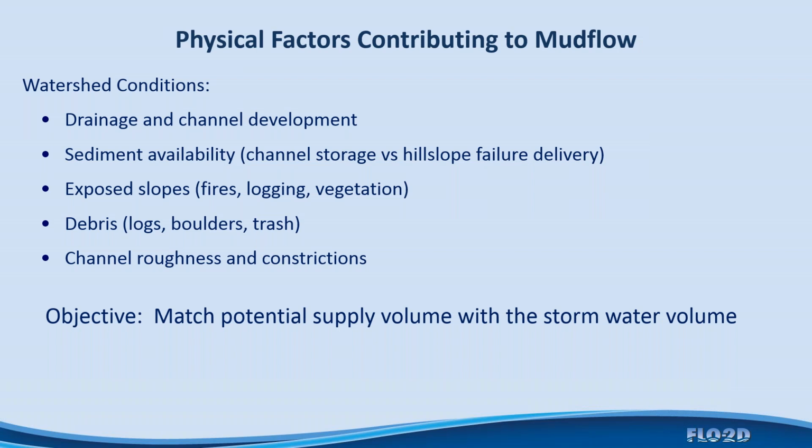Is there a fairly extensive drainage? Is the channel development pretty complete? What is the sediment availability in the watershed? We'll talk about this in some detail today. Is there anything that's stimulating the potential for a mudflow, including fires or logging or loss of vegetation in some way? How much debris is available? In some watersheds, you'll not only have boulders, but you might find refrigerators, car bodies and so forth, which can contribute to frontal waves. And finally, how rough is the entire flow system in terms of channel roughness and overland flow roughness, and what kind of constrictions and storage might occur in the watershed.